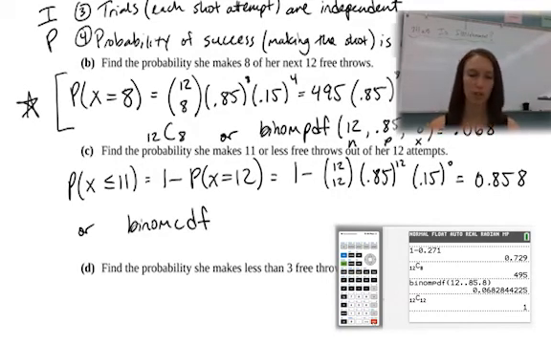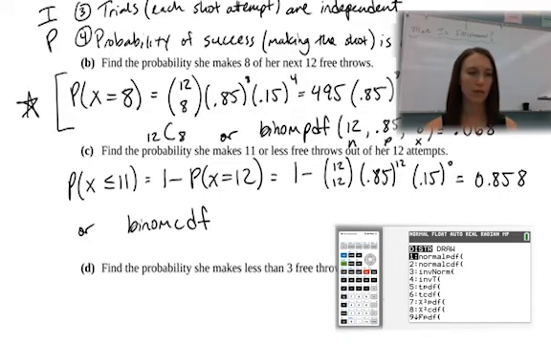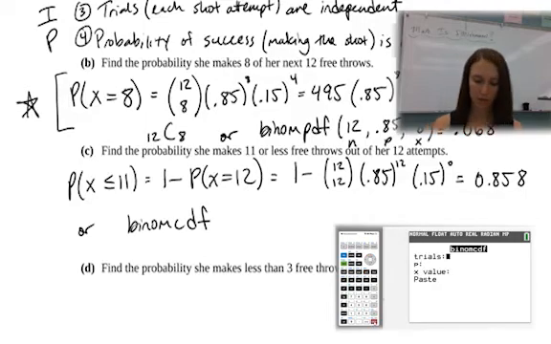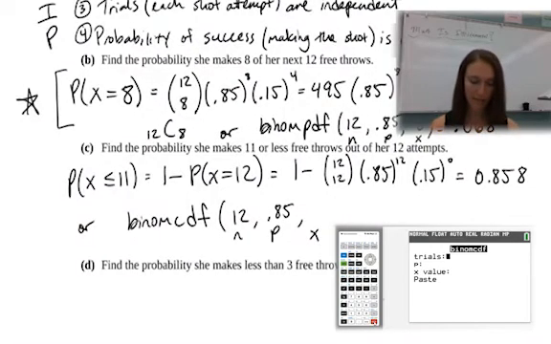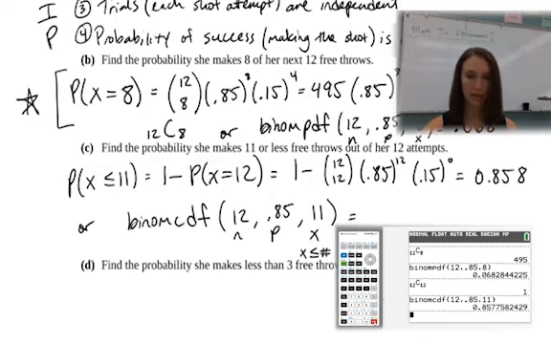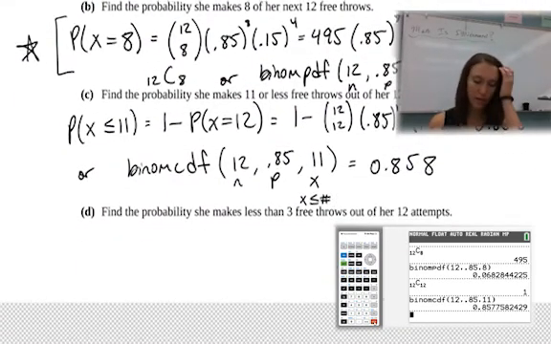Now, I can also use the binomial CDF function. So again, C stands for cumulative. So second, vars for distributions, hit the up arrow and go to binomialcdf. So I have the number of trials, n, which is 12. I have probability of success, which is 0.85. And then I have my x value, and this is always x is less than or equal to a number. So that number is 11. All right, so 12 and 0.85 and 11 and enter. And I get the same answer, of course, 0.8577 or 0.858.